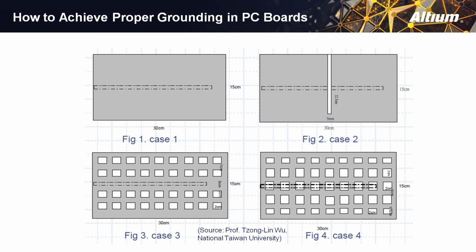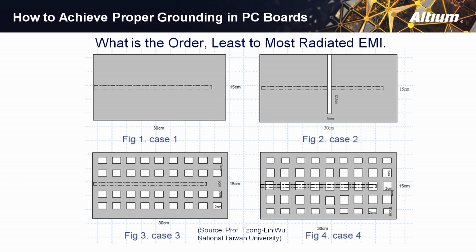Look at figure 3. It's a crosshatched plane. However, underneath the trace, there's a solid area of copper, which means that figure 3, relative to the trace, assuming this is high frequency current, looked pretty much like figure 1. So if you measure the EMI coming off of these boards, you would expect figure 1 and figure 3 to be relatively the same. He asked the question of the group, what is the order of EMI coming off these boards from least to most?